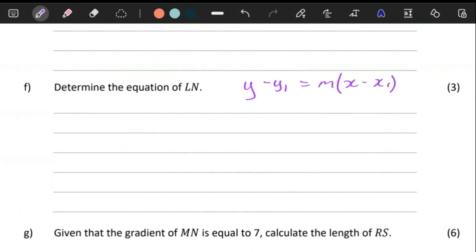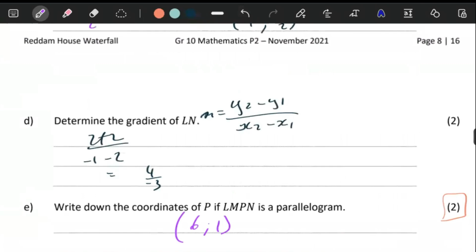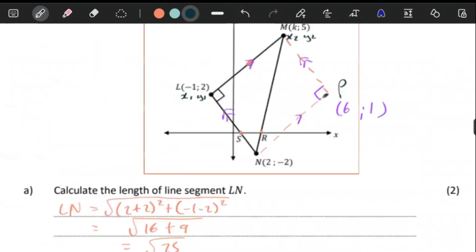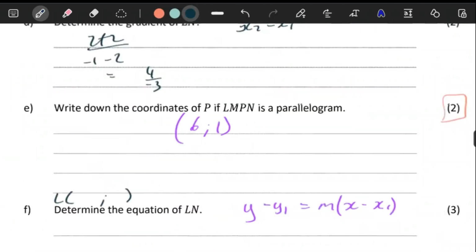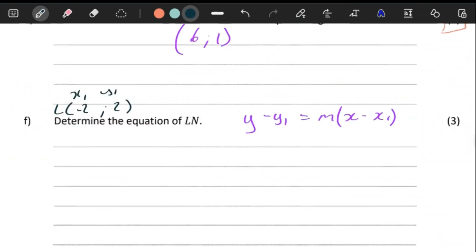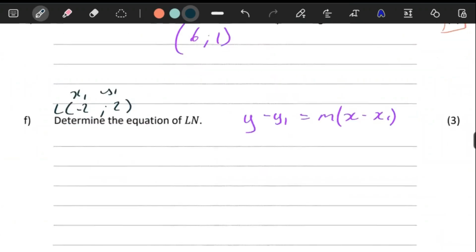So the gradient we already have, it's -4/3, and the coordinate that the graph passes through, we can just use L. What is L? -2 and 2. So it's like -2 and 2. So this can be x1, y1. So here you put all that in your equation, and then you make y the subject of the formula.